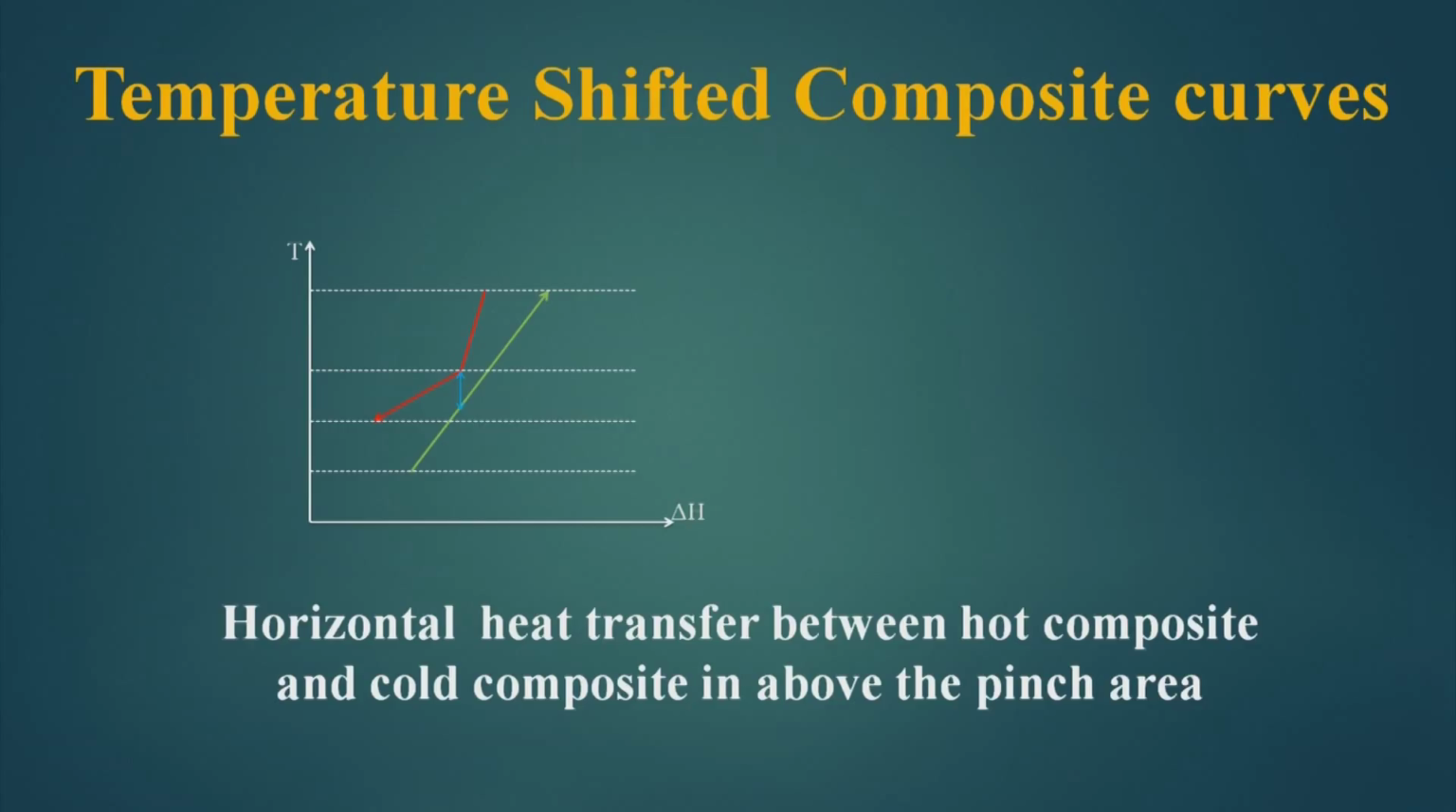Now, let us draw the data available in the stream table in a T-H diagram. The red one shows the composite hot curve and the green one shows the composite cold curve, and the minimum distance between composite hot and composite cold is this, which represents delta T minimum.